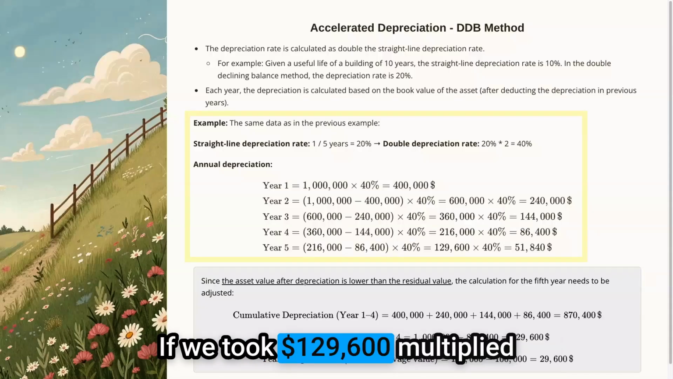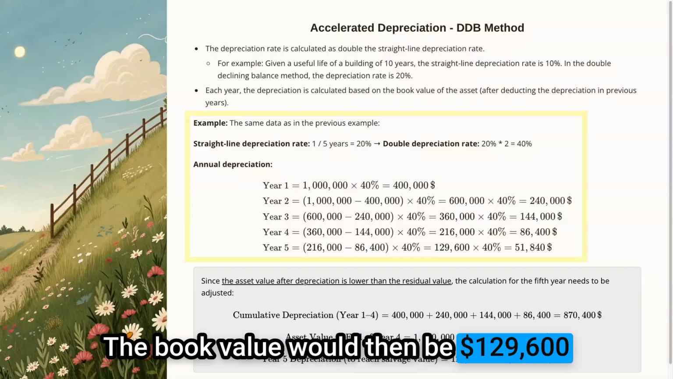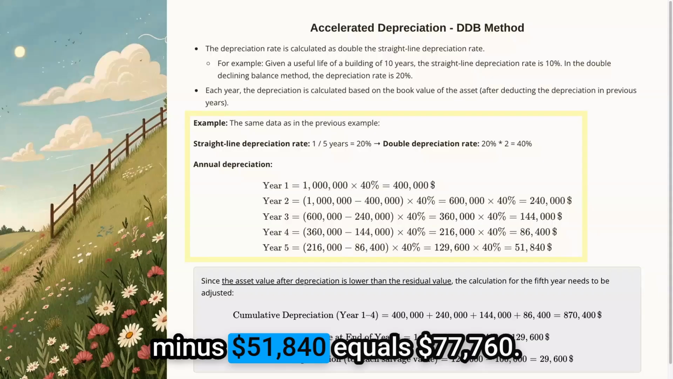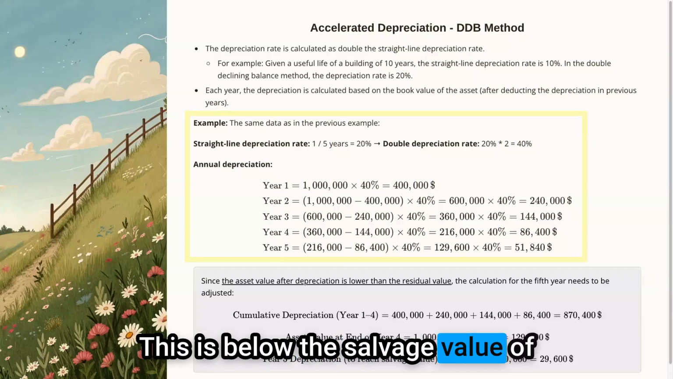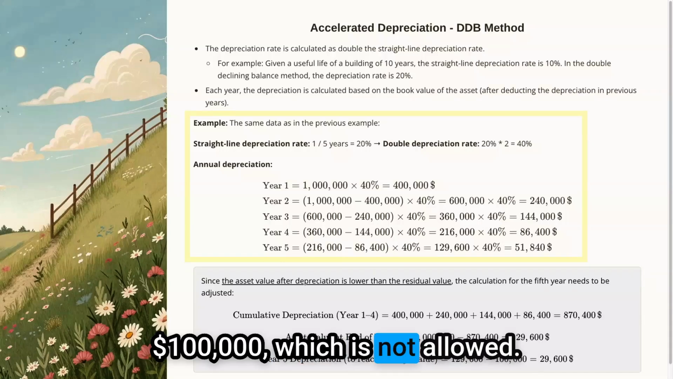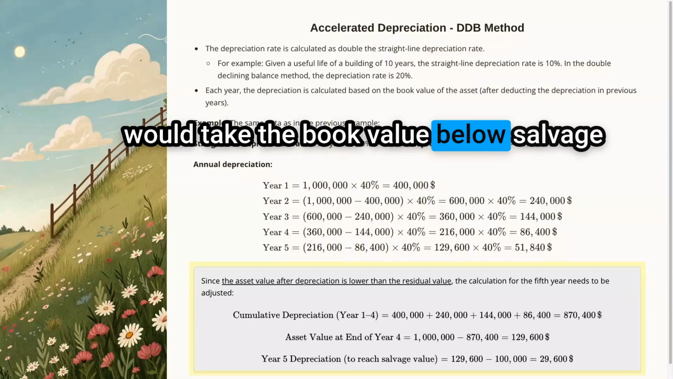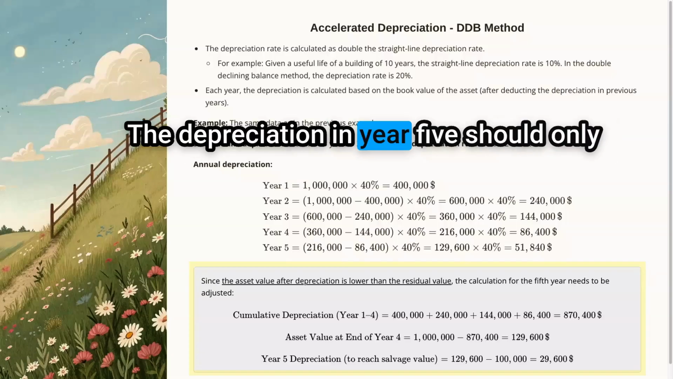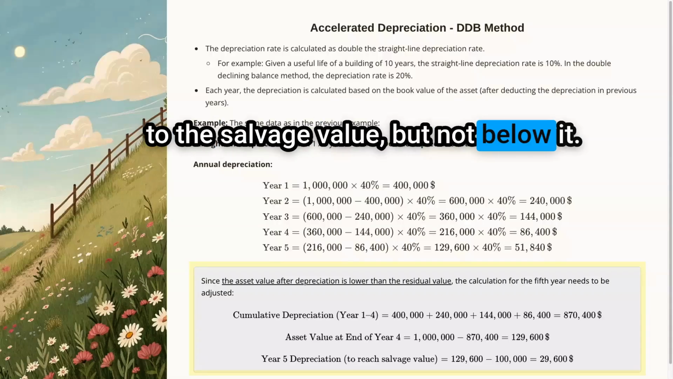If we took $129,600 multiplied by 40%, we'd get $51,840. The book value would then be $129,600 minus $51,840 equals $77,760. This is below the salvage value of $100,000, which is not allowed. So, in the final year, or when the normal calculation would take the book value below salvage value, the depreciation expense is limited. The depreciation in year 5 should only be enough to bring the book value down to the salvage value, but not below it.